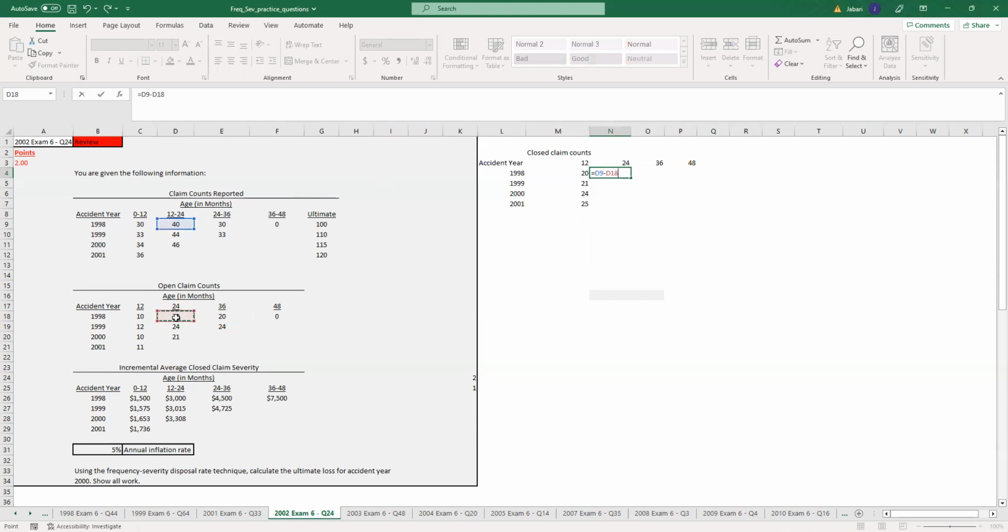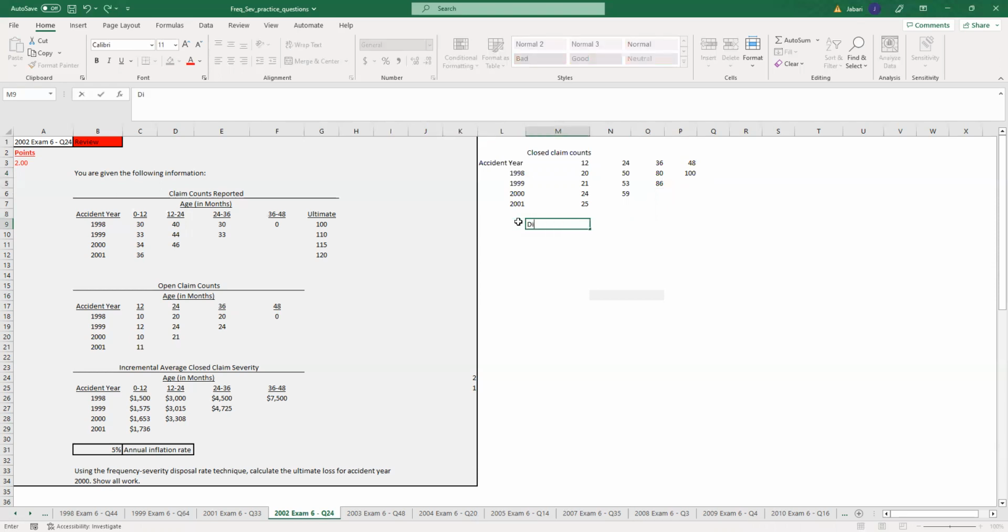between the reported and the closed, except now we're going to add last year's closed. But then we also need to take into account last year's open, because those aren't included in this number right here. That should be able to just drag these down for the rest of our answers. All right, cool. So these are the closed claims.